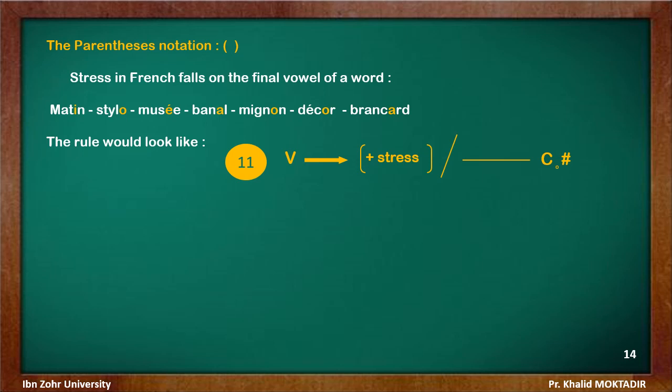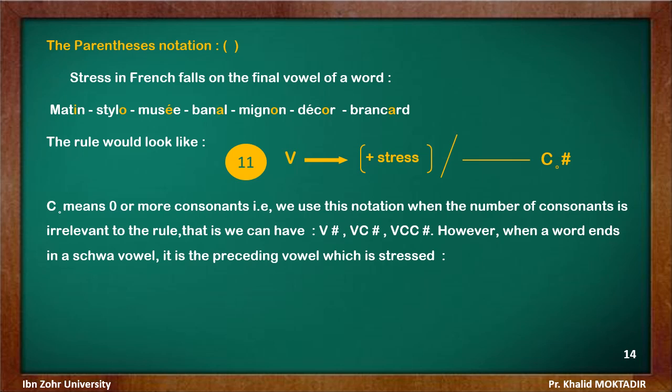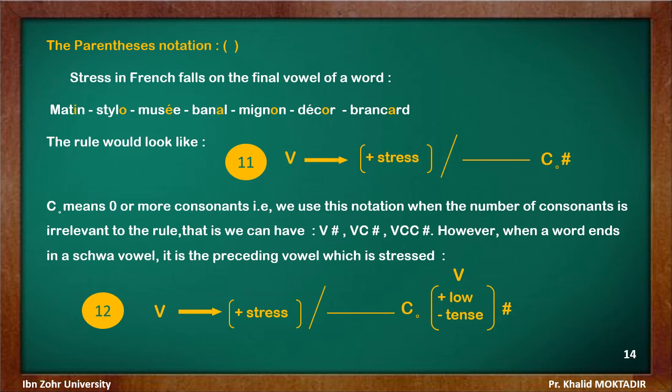The rule would look like this. Stress a vowel. A vowel is stressed when it is in word final position. The C0 that you see there in the context means zero or more consonants. That is, we use this notation when the number of consonants is irrelevant to the rule. In other words, we could have no consonant, or one consonant, or three or more consonants.